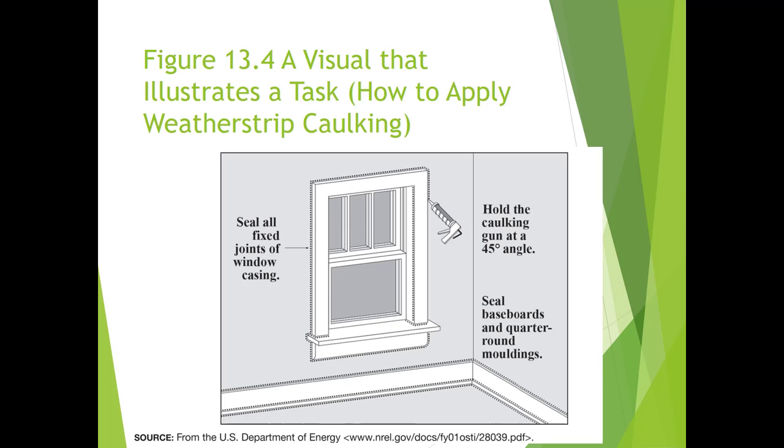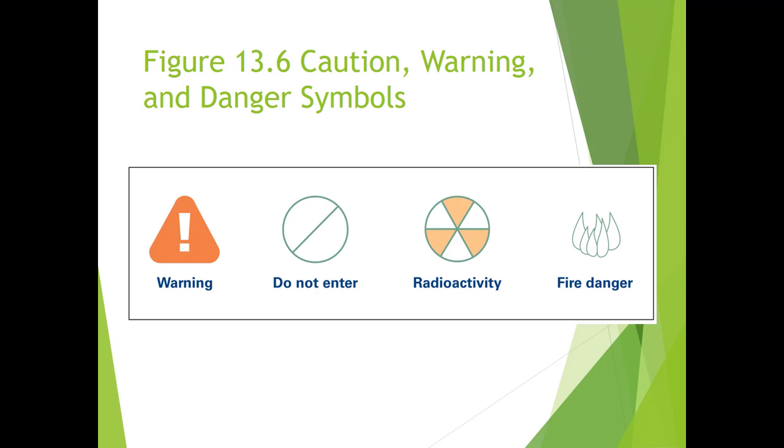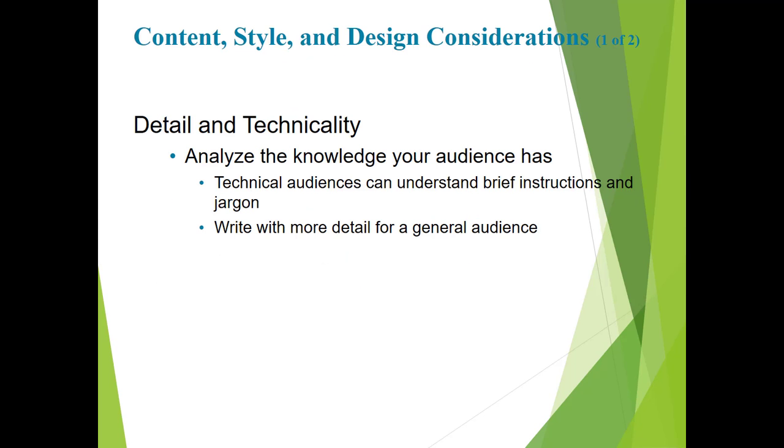Here's a visual, how to apply weather strip caulking, which is more difficult than it appears. And here's a visual. This takes me back to my landscaping days. Always keep in mind, if you build a wall, big rocks on bottom, small rocks on top, you need a setback. But here's a good example of visuals that show you how to do that. There are some caution, warning, and danger symbols. You should recognize these, I assume.